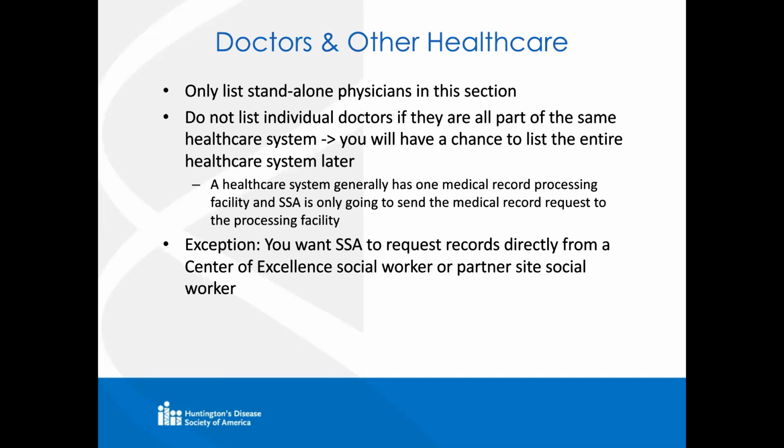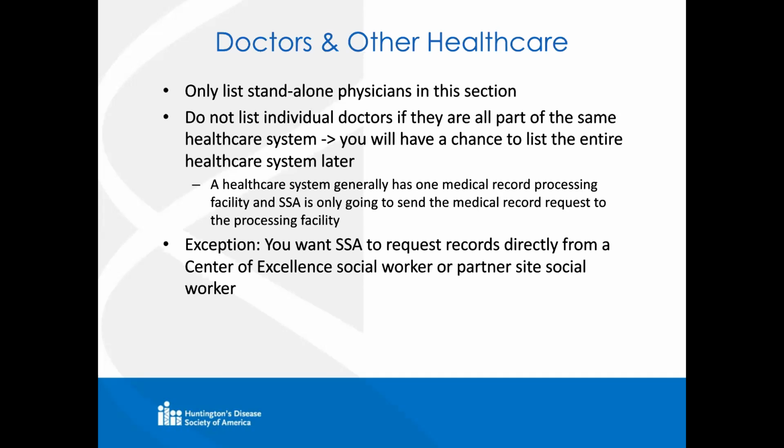So if your doctors are standalone physicians with their own private practice, then you would list every doctor who has their own private practice. But if they're all under an umbrella, like if all of your doctors are at Duke, or if all of your doctors are at Ohio State, or if your doctors are part of Kaiser Permanente, then you would just list that healthcare system. Otherwise, list out individual doctors. I don't want you to do more work than you actually have to. If you don't have to list all your doctors individually, don't do that.